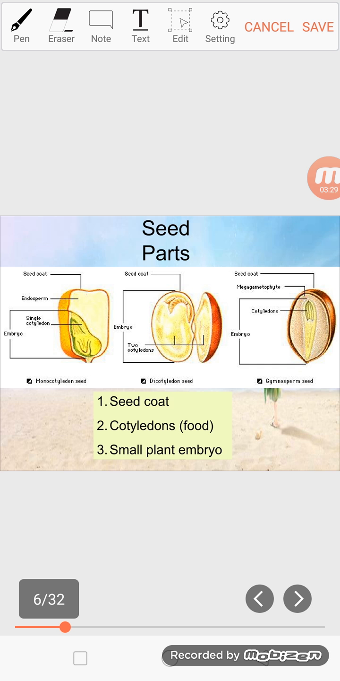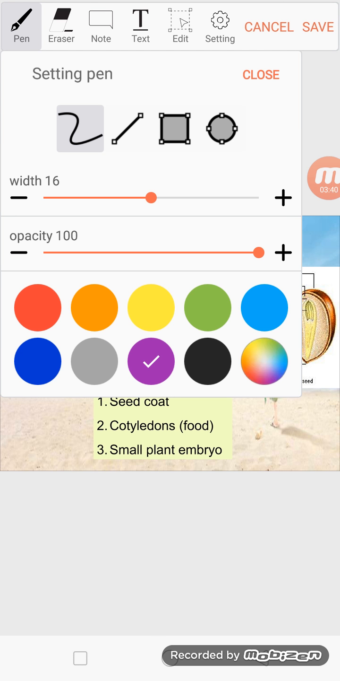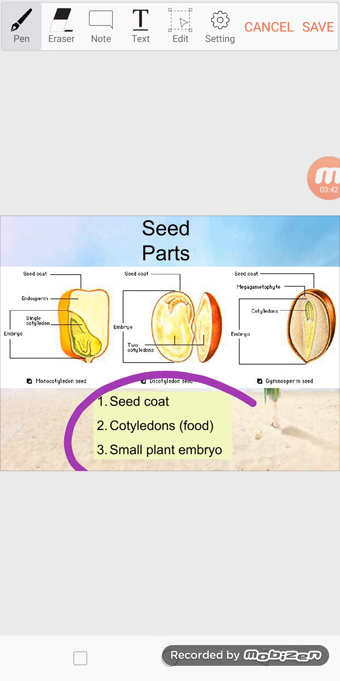Okay, and then the next part is we have to know the seed parts. Basically all seeds have these 3 parts: the seed coat on the outside, all the outer layer, and then the cotyledon inside, and also the plant embryo. And we can see here, this is the monocot, this is the dicot. So we can see why it is a dicot, because it has 2 cotyledons, and this is monocot because it has only 1.